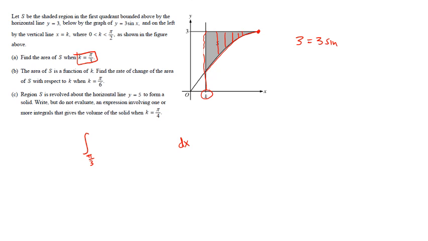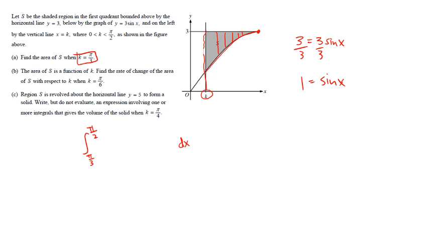Remember this was a non-calculator problem, so hopefully you didn't use your calculator on this particular question. I'm going to divide by 3, so I get 1 equals sine x. And now I need to know which angle gives a sine value of 1. Hopefully we all know at this point that that is pi over 2.